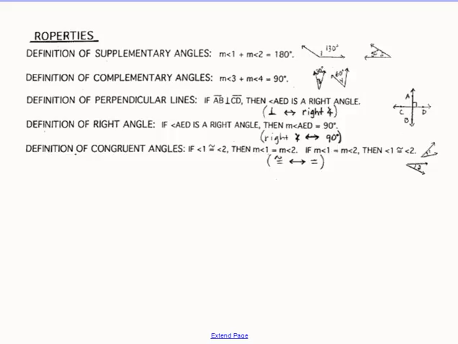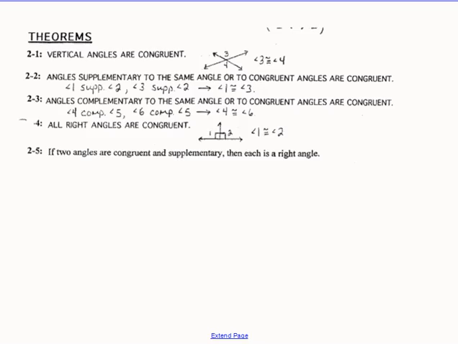We've been through these properties before. One of the things that might be a little bit new is the definition of perpendicular lines, which means that if lines are perpendicular, then there are right angles. And the definition of a right angle: if it's a right angle, then the measure of that angle is going to be 90 degrees. We've gone through these before too.